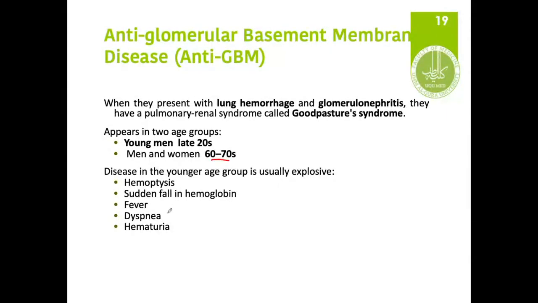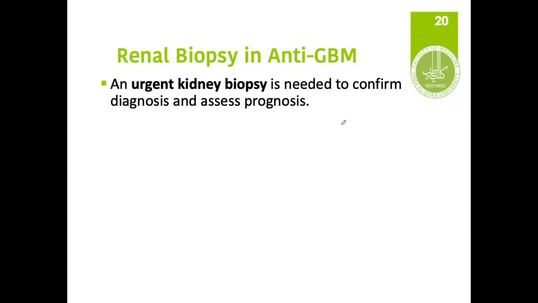The cause for this is actually the type 4 collagen proteins. They have a chain called alpha 3. Antibodies are produced against these, and that triggers the damage to both the alveolar basement membrane and the glomerular basement membrane. So both the membranes have type 4 collagen fibers, and these collagen fibers have an alpha chain, and that alpha chain is targeted by the antibodies, and that's why you see the features of lung hemorrhage as well as glomerulonephritis in cases of Goodpasture syndrome. And an urgent kidney biopsy is needed to confirm the diagnosis and assess the prognosis, because it's a very aggressive disease, and we need to confirm it is really anti-GBM, and then manage the patient accordingly.